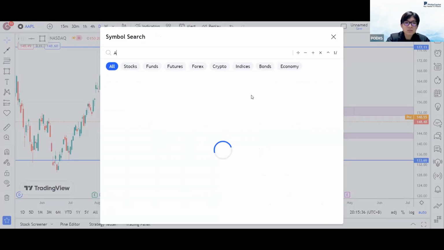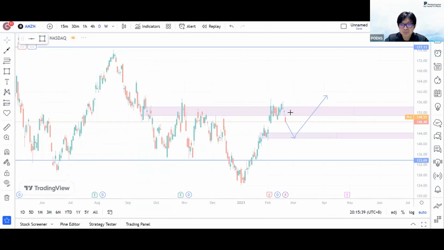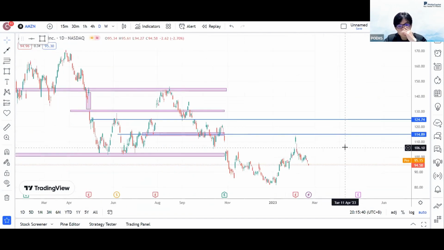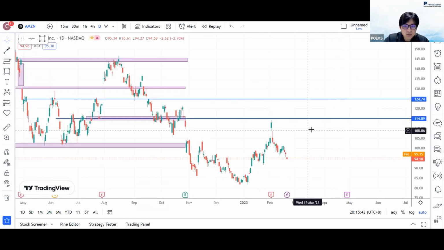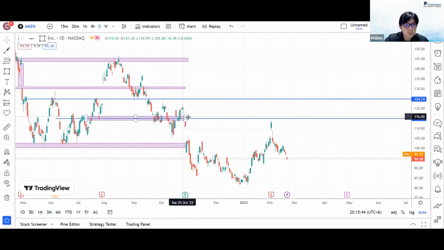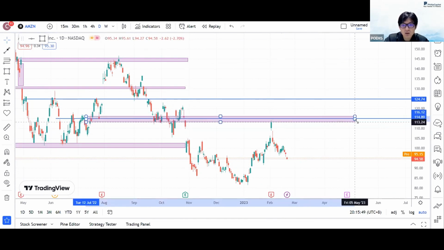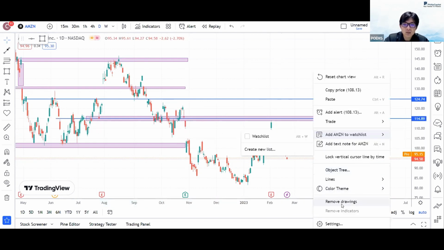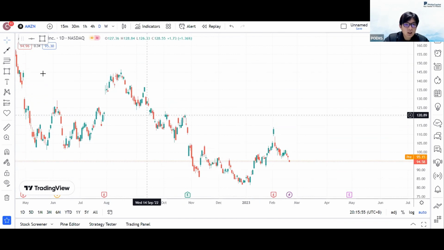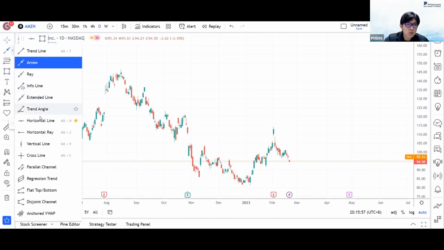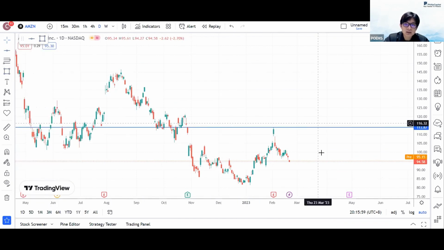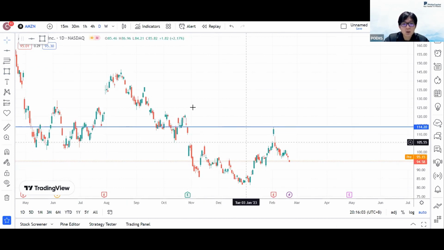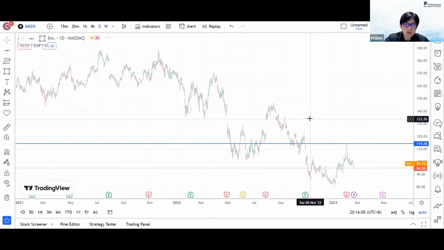Next one, Amazon. Amazon is also quite interesting. Basically, it's just range bound. The previous level that I have from quite a while ago, 115, but I'm just going to remove it first. 115, we have one level of previous support turned resistance. Around this area, it was previously a support which price started to break lower. It's still on a downtrend.